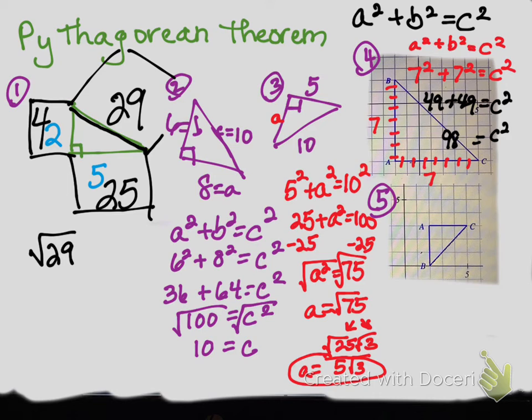And we're going to need to do a little factor tree on that. So 98 is 49 times 2. And we can take the square root of 49 and we'll get 7 square root of 2. And that is our answer.